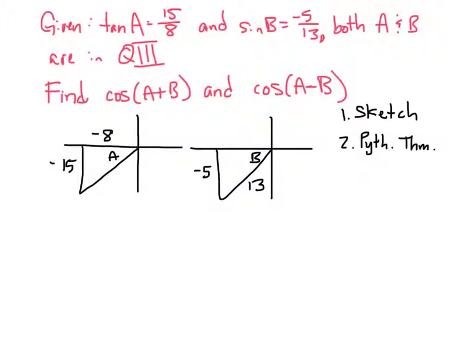Now, I'm just going to go ahead and give you this side because you should know how to do Pythagorean theorem. So this would be 17, and this would be 12. These are also those Pythagorean triples. Is 12 positive or negative? And this 12 is negative because it's in quadrant 3.